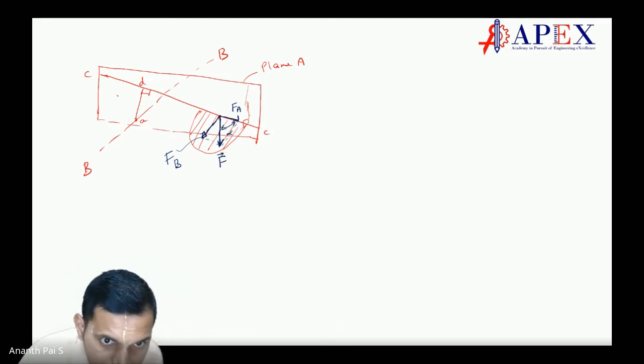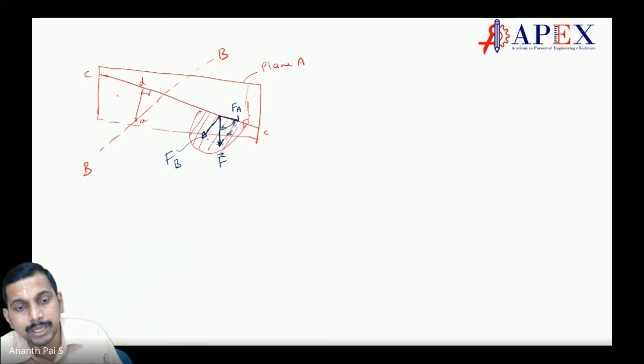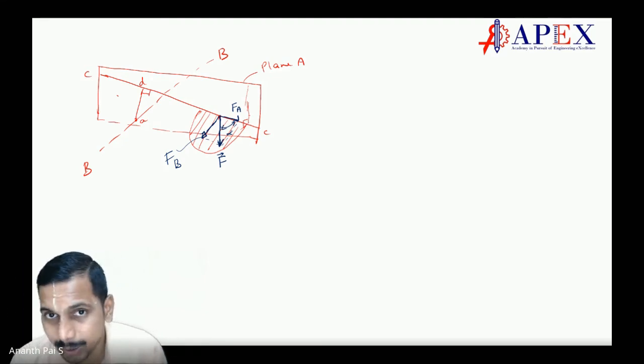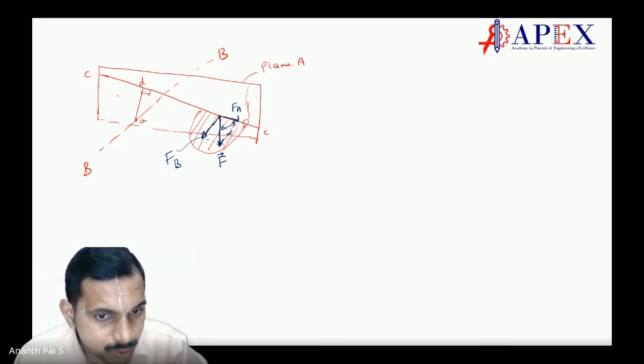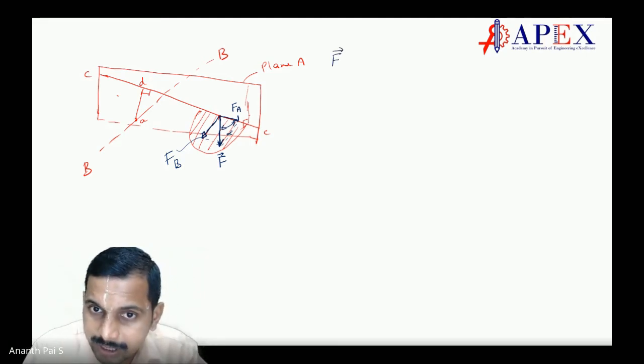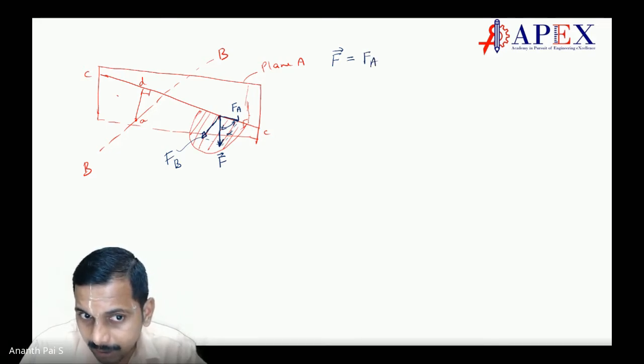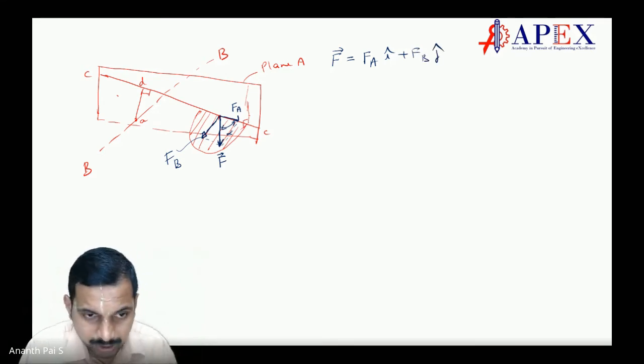along FB and FA. I don't have any arrow mark, only F has an arrow mark, to show that FB and FA are components and not a vector. So F is a vector. This F vector is made out of FA i plus FB j. So those are the components.